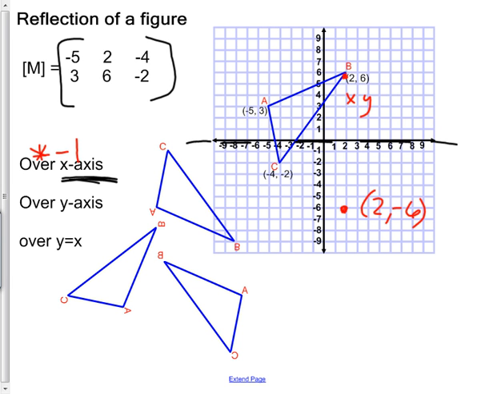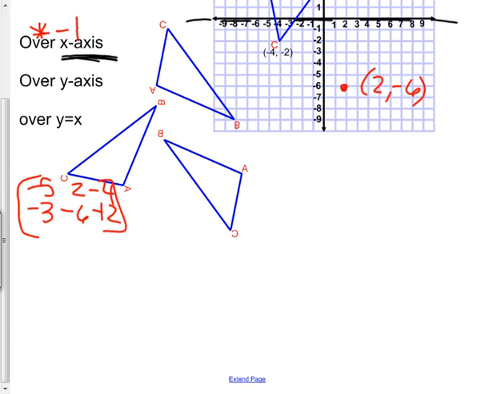So for this one, I could just go right through and multiply my y points by negative 1. So my x's will stay the same. We can just write those down. Those will stay negative 5, 2, negative 4. But now these are all multiplied by negative. So negative 3, negative 6, negative 2. So this would be the matrix for a reflection over the x.